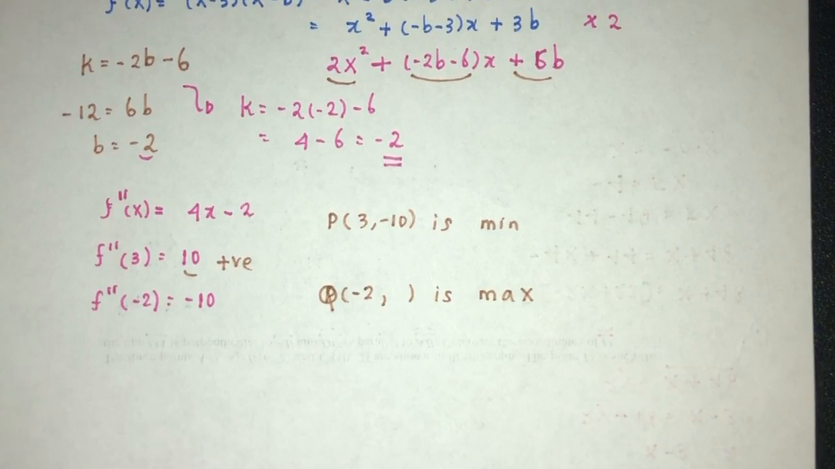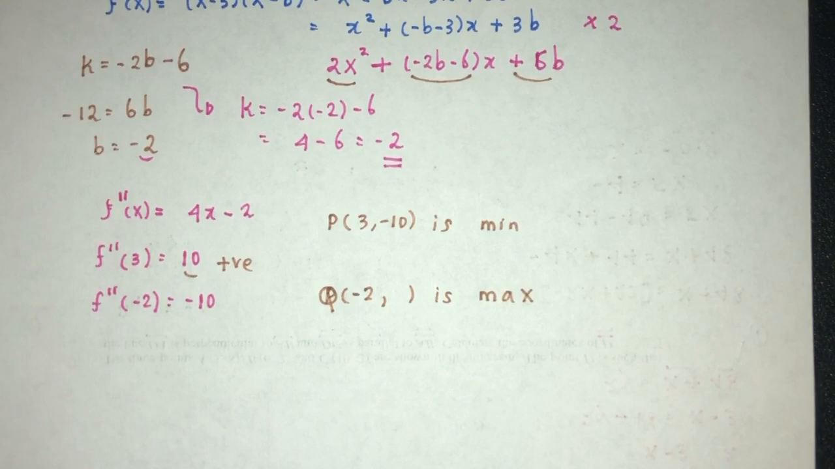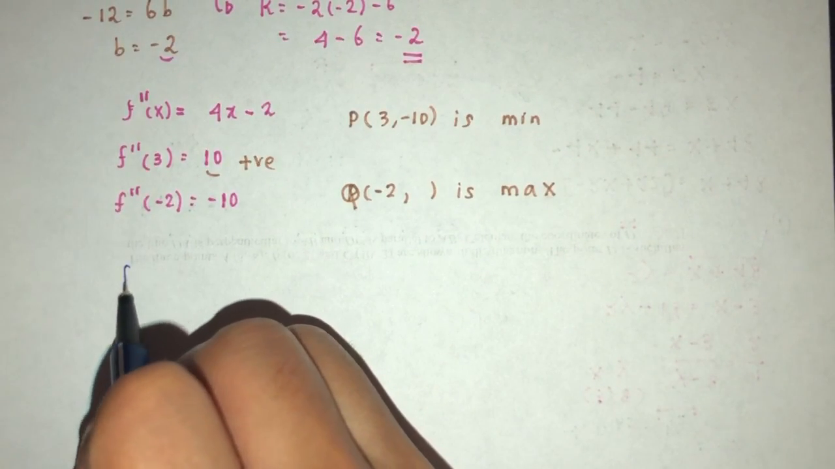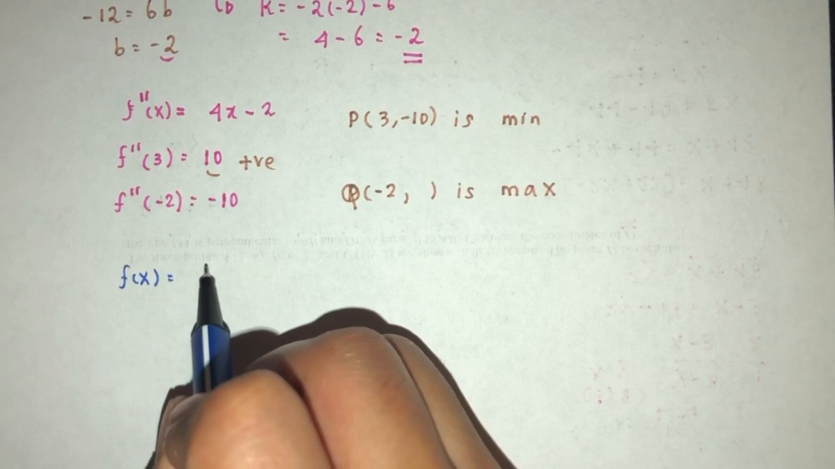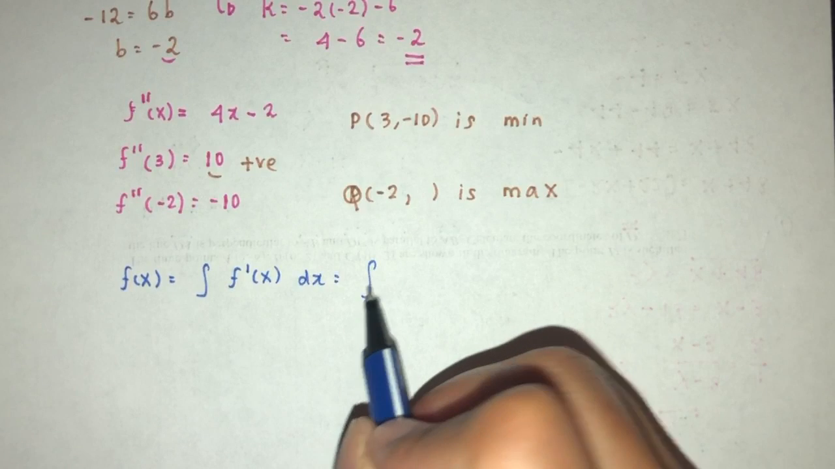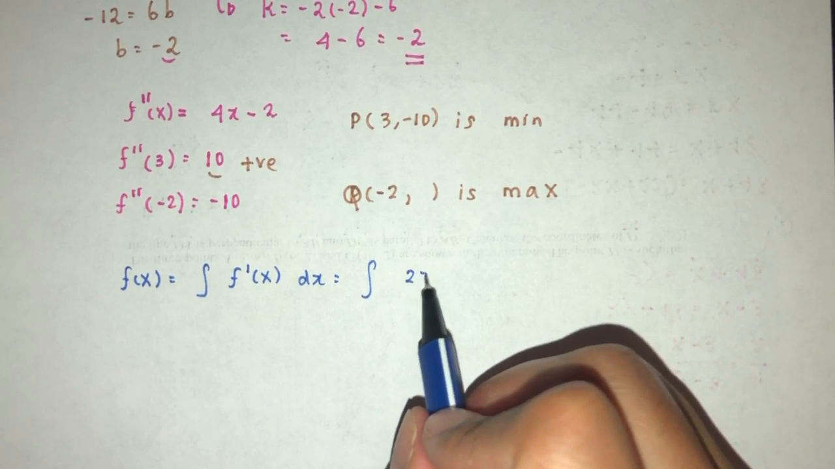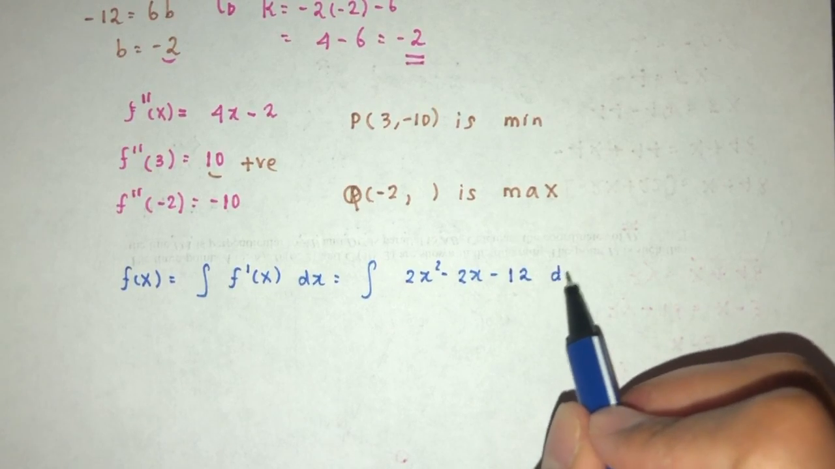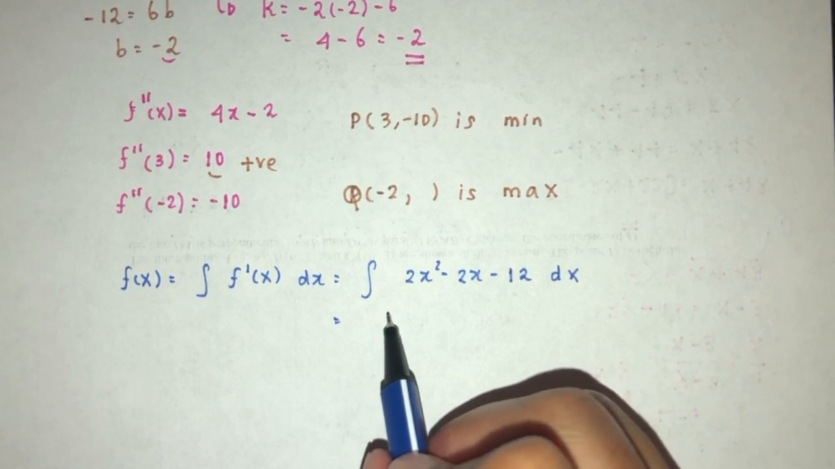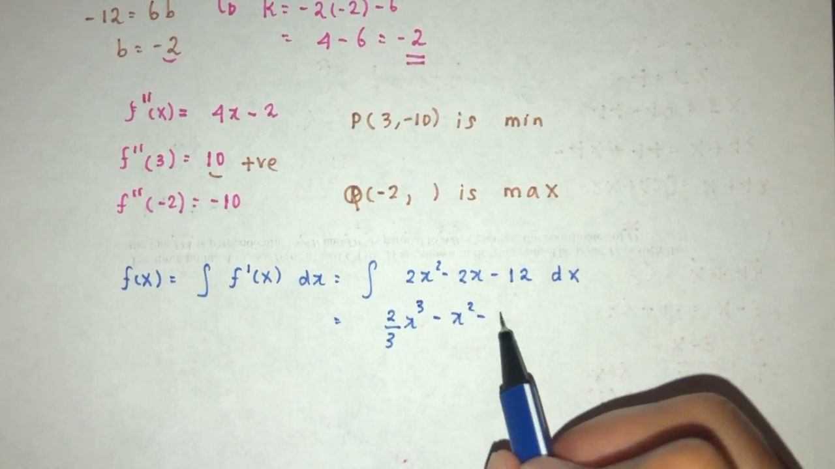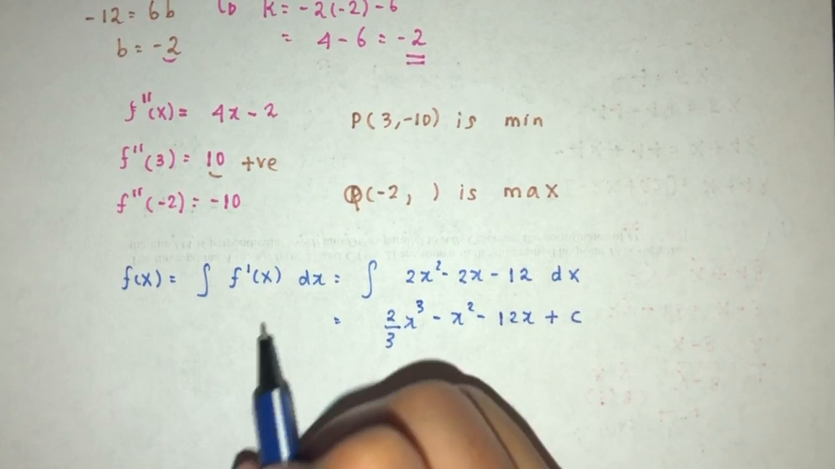Okay. Now what else do we need to know? So finally we have to find f of x. So pretty easy. To find f of x, we have to integrate f prime of x with respect to x. That will be the integral of 2x squared minus 2x minus 12 dx. That will be 2 over 3 x to the power 3 minus x squared minus 12x plus c. That will be f of x.